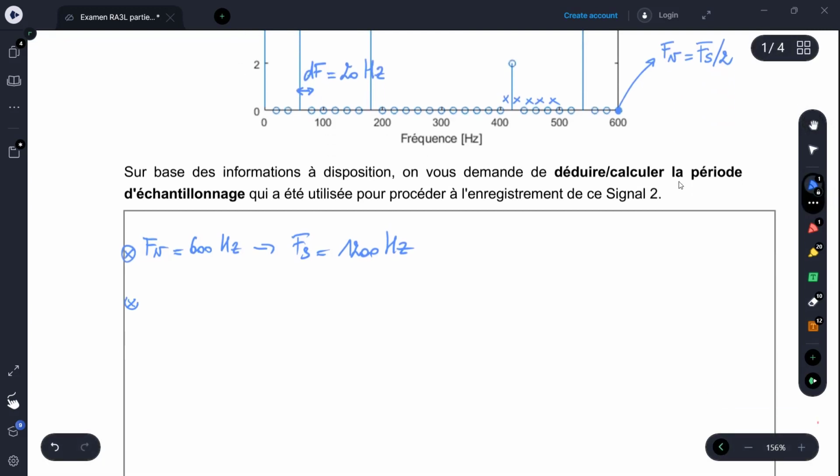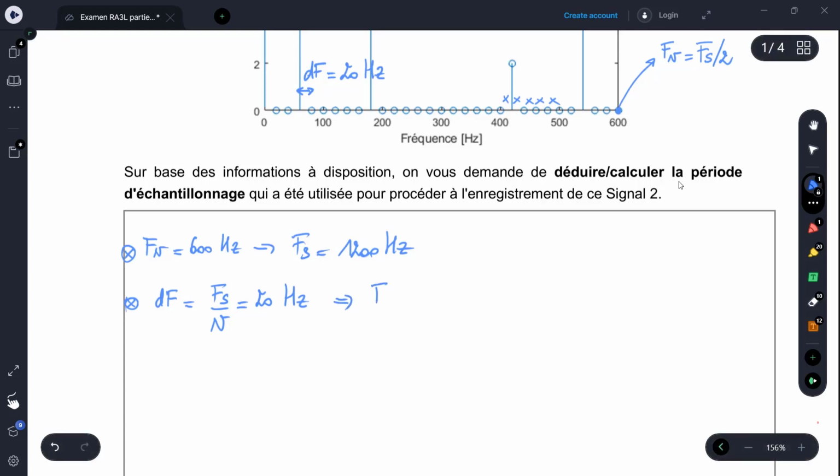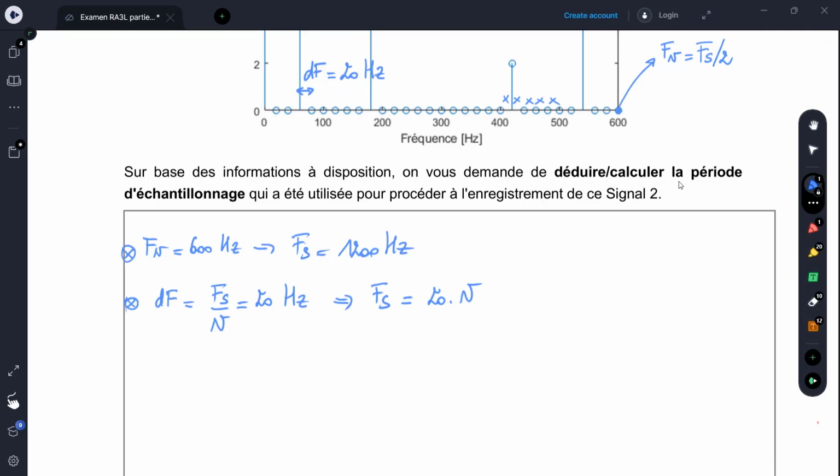Je vous rappelle que pour calculer la résolution fréquentielle, on prenait la fréquence d'échantillonnage divisée par le nombre de points total qu'on avait fourni à l'algorithme FFT. Ici, on sait que cette résolution fréquentielle est donc égale à 20 Hz. Pour trouver notre fréquence d'échantillonnage, on va donc devoir faire 20 fois le nombre de points. Il se pose donc la question de savoir combien de points on a.